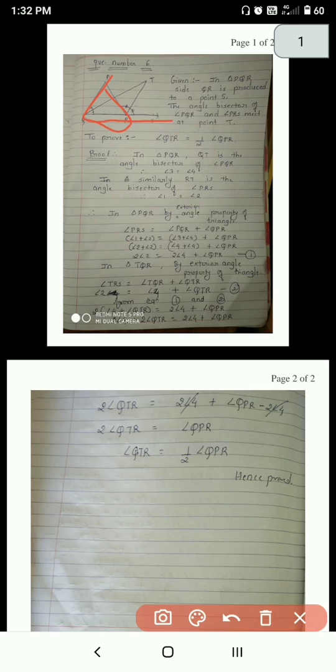Exercise 6.3, question number 6. Given here, you can see a diagram. I have prepared a diagram. The things given in this question are that in triangle PQR, QR is produced to a point S. See here, this is PQR. Here, QR is produced to S.